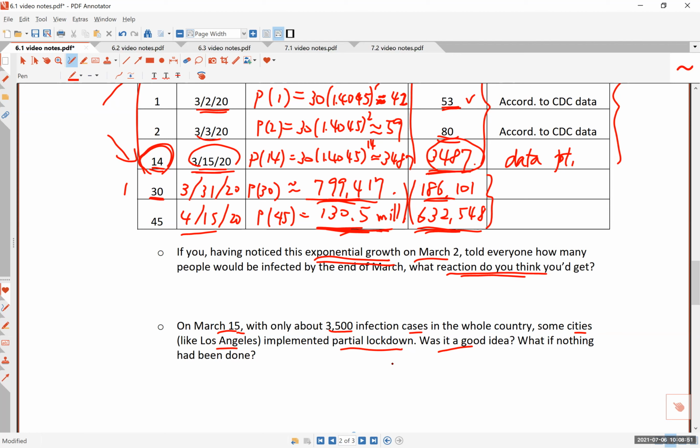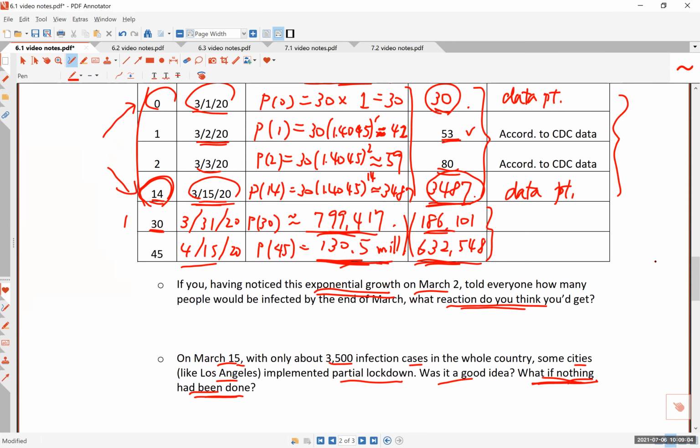Was this a good idea? What if nothing had been done? The answer to this last part is easy, because we have the answer. What if nothing had been done? If nothing stopped the growth we saw in the first 2 weeks of March, this is the number of Americans who would have been infected.